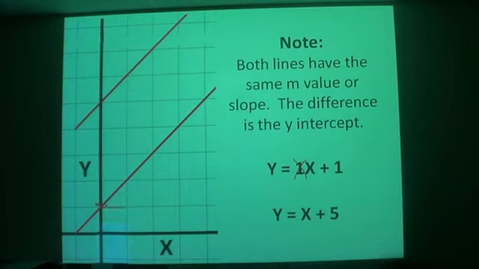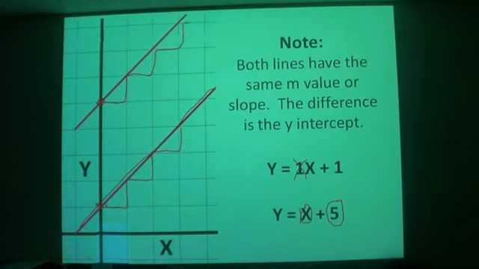So we go over 1, up 1, over 1, up 1, over 1, up 1, and that gives us this line. And we come over here and we say where we intercept the axis is at 5, because if x is 0, y equals 5, so here's 5. And our slope is a positive 1, and so it too is just over 1, up 1, and so forth and so on.